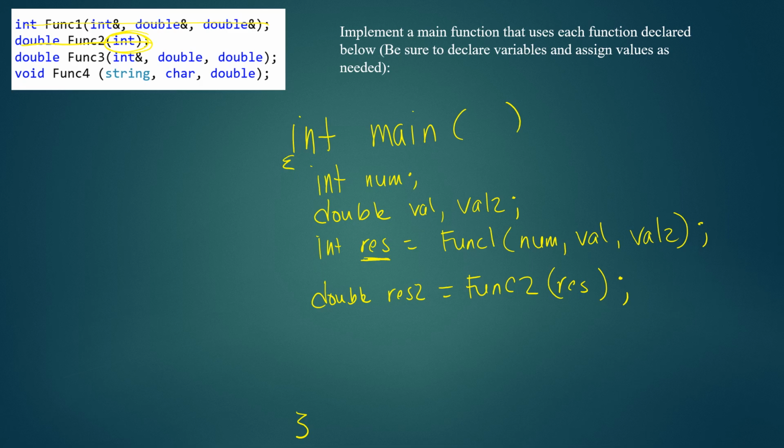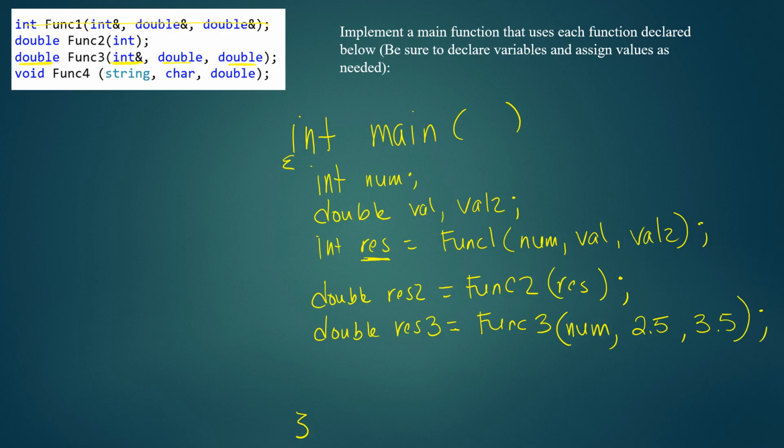Function 3, these need to be values and it's going to return a value, and this needs to be a variable. So I'm going to go double result 3 equals function 3, and I'm going to pass an integer variable. So I have an integer variable called num, and I need to pass 2 double values. So I'm going to pass 2.5 and 3.5. Those are values. Again, this is not the only way to do it. I'm just trying some different things.